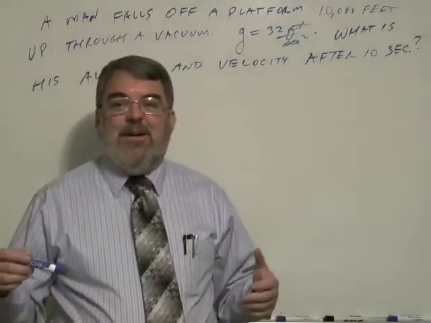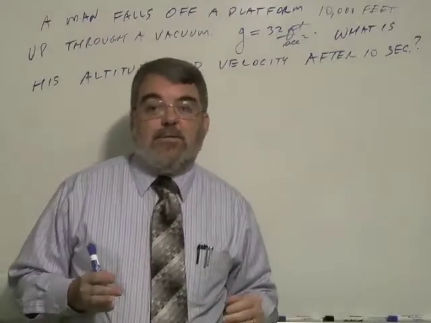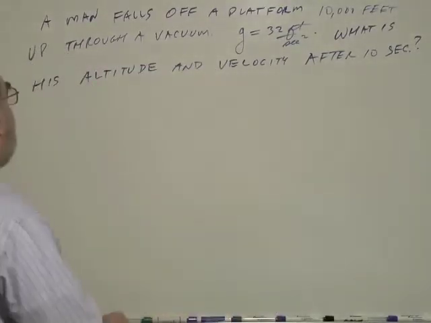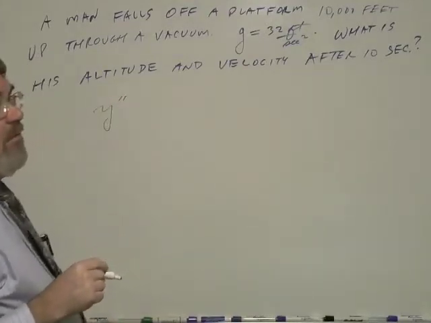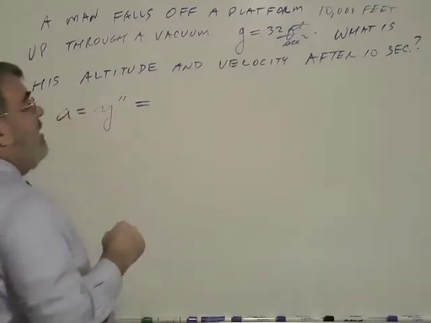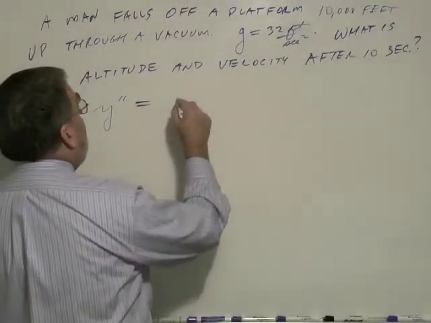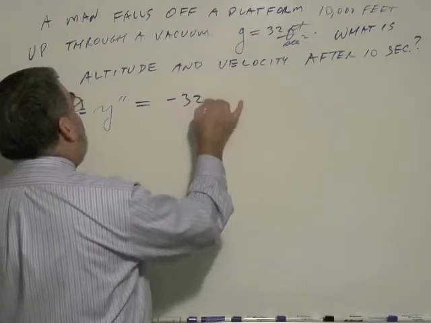This is my basic problem I want to carry through the other two freefall models so we can compare results. The acceleration is the second derivative of position. So you might say y double prime is equal to 32. Now, it's going to be negative 32.